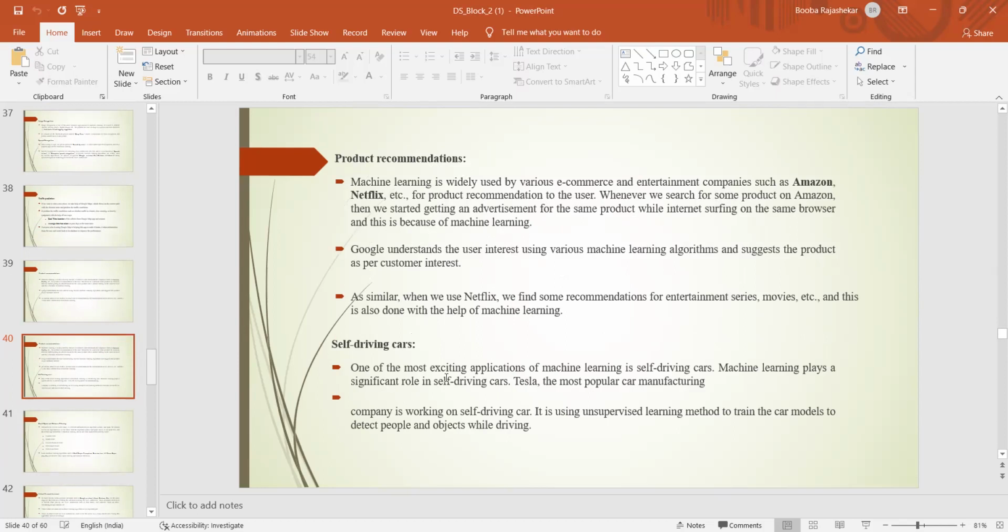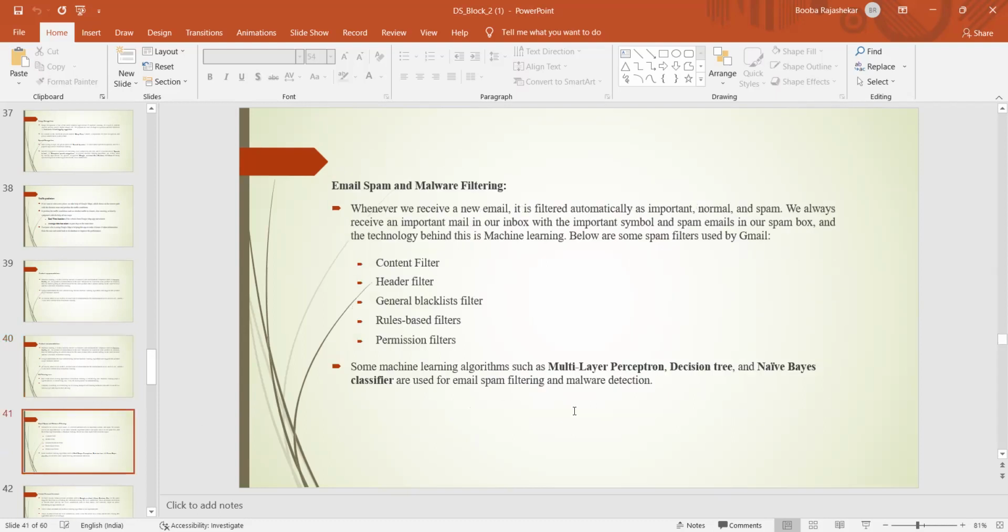Self-driving cars. One of the most exciting applications of machine learning is the self-driving car. Machine learning plays a significant role in self-driving cars. The most popular car manufacturer, Tesla, uses this mechanism. Companies working on self-driving cars use the unsupervised learning method to train the car models to detect people and objects while driving. So these are the main applications of the machine learning method.